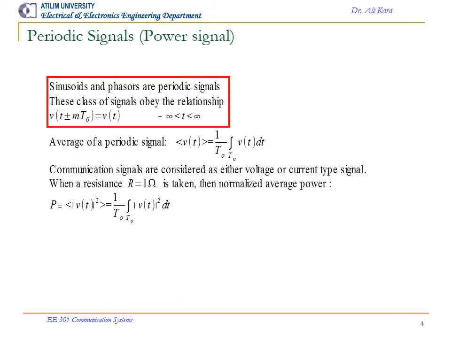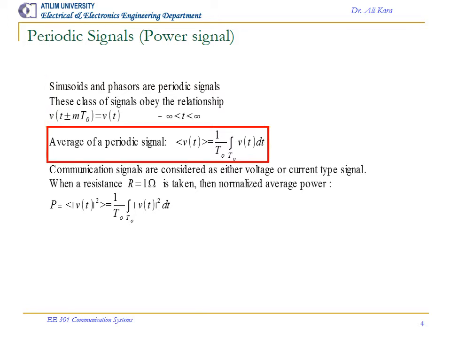Periodic signals. Sinusoids and phasors are periodic signals. This class of signals obeys the following relationship: v of t plus or minus m t0 is equal to v of t, where t lies between minus and plus infinity. This equality implies that the signal v is periodic with period t0. The average of a periodic signal is given by 1 over t0 times the integral over t0 of v of t, integrated with respect to t.